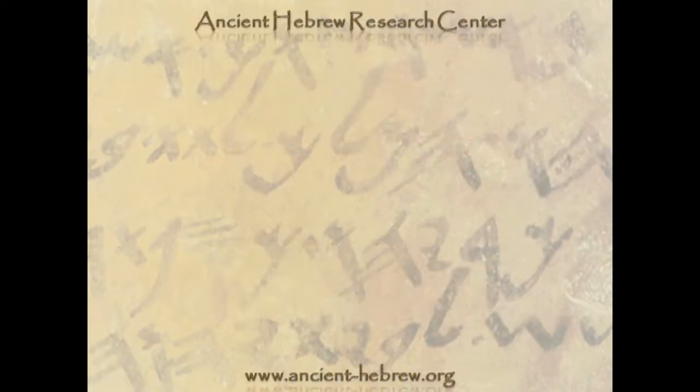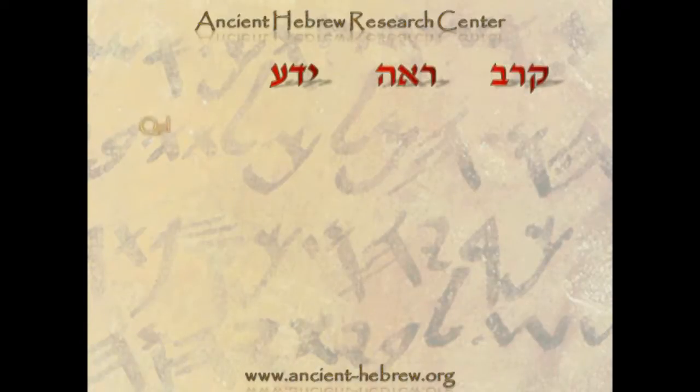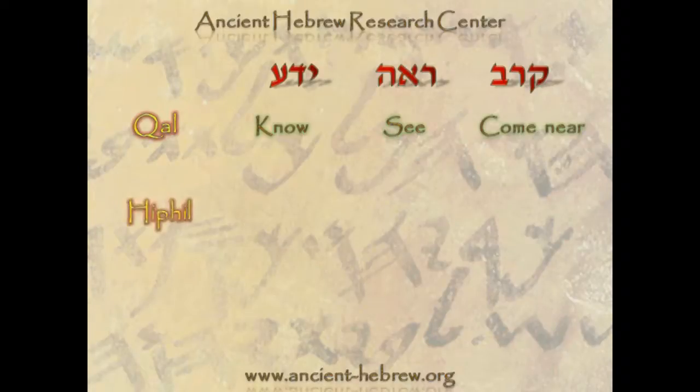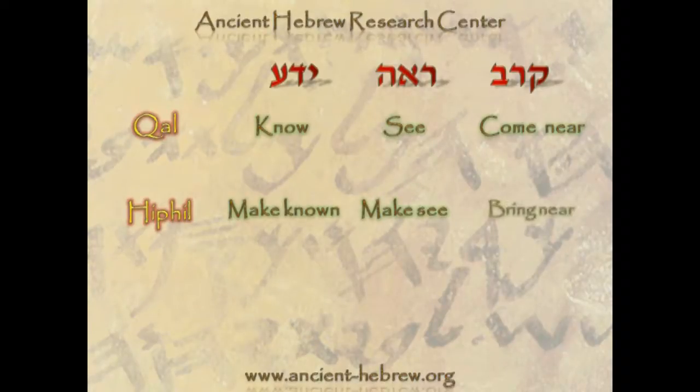Okay, let's recap these three verbs. We have yada, ra'a, and karav. In the call form, yada means to know, ra'a is to see, karav is to come near. In the hifil form, yada is to make known, in ra'a it's to make see, and for karav it's to bring near, or more accurately, to cause to come near.